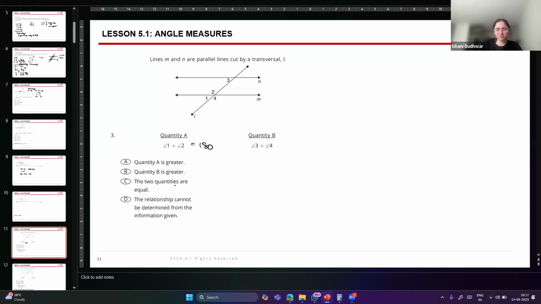Also 180. So this angle will be equal to this angle because of parallel lines. And hence 4 plus star is equal to 180 and star is equal to 3. So 3 plus 4 is also 180. So both quantities are equal.